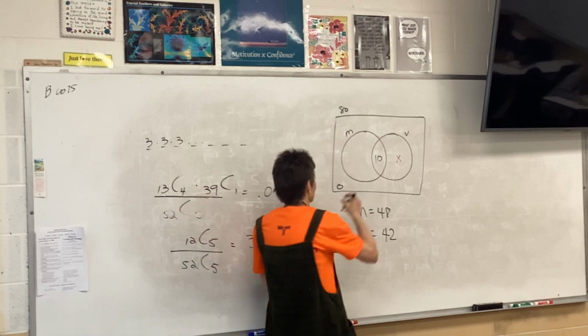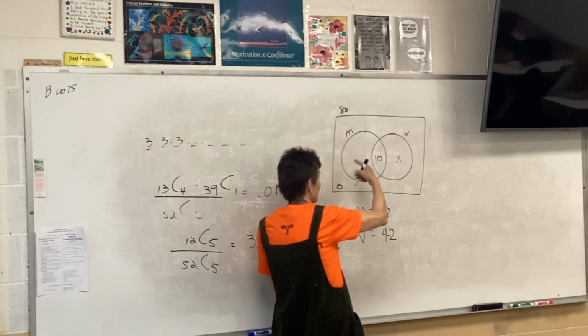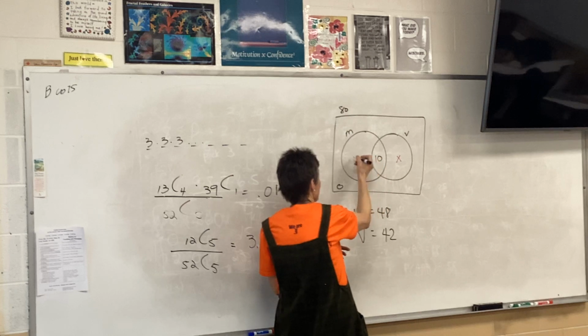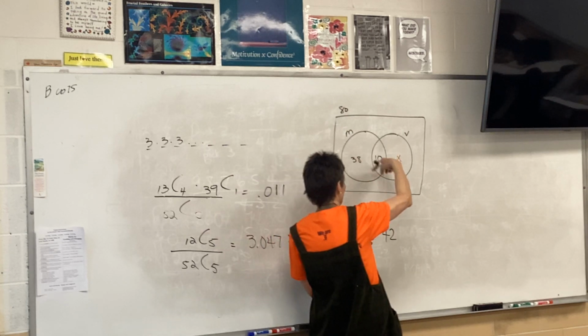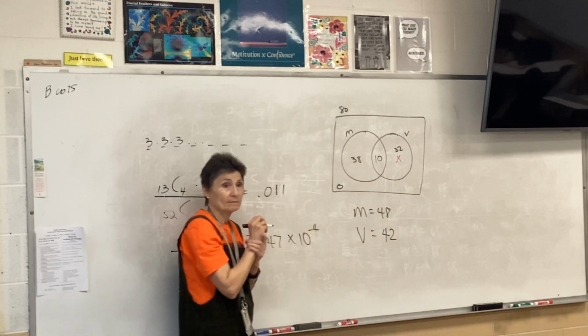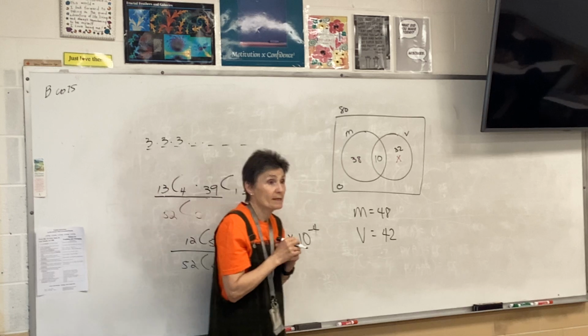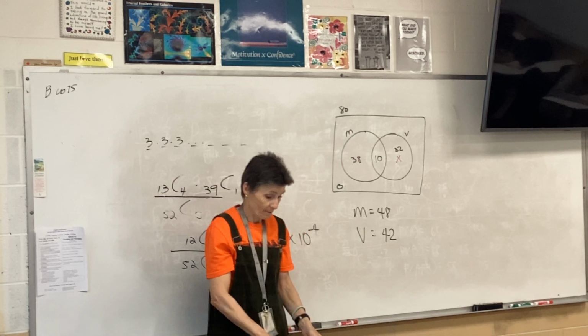Well, if this whole circle is 48, then this would be 38, right? And if this whole thing is 42, then this would be 32, right? So the answer to the question is 32. How many like only vectors?